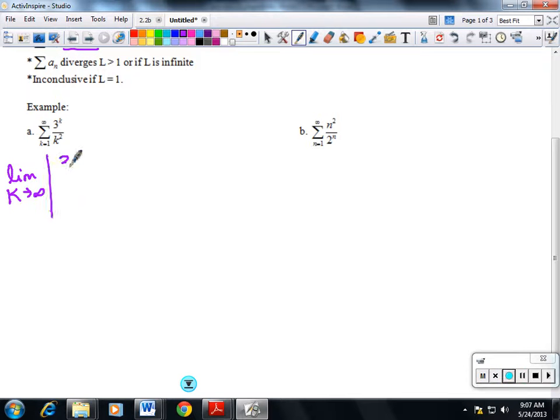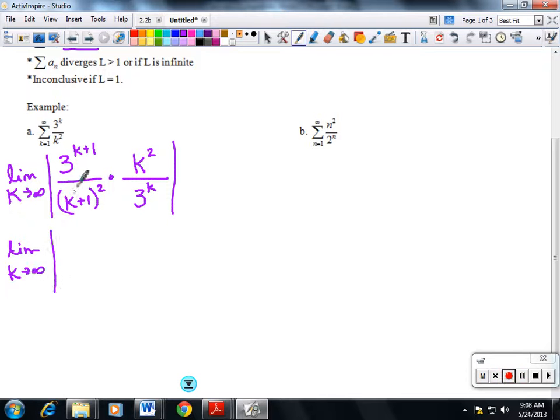of 3 to the k plus 1 over k plus 1 squared. Everywhere there's a k, I'm going to insert a k plus 1, divided by this. Well, if I divide by this, I'm really just multiplying by the reciprocal. Okay, and then I simplify this inside. Well, that's the limit as k approaches infinity of 3 to the k plus 1.